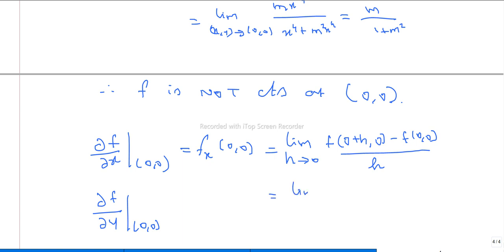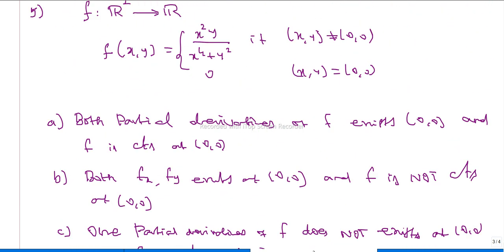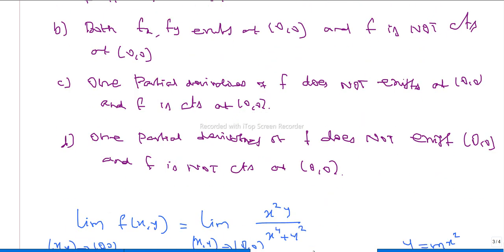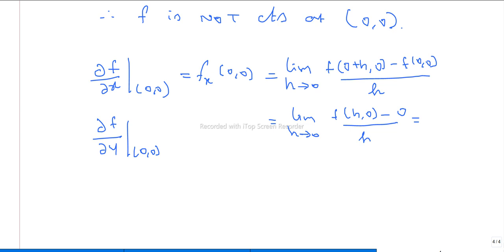So this is the limit as h goes to 0 of f(h, 0) minus f(0, 0) by h, where f(0, 0) is 0 because at the point (0, 0) the function is 0. What about f(h, 0)? Again this is 0, because if at least one coordinate is non-zero, the function is x square y by x power 4 plus y square. Now the second coordinate y is 0 and x is h, so the numerator is h square into 0, which is 0. Therefore the first partial derivative exists at the point.